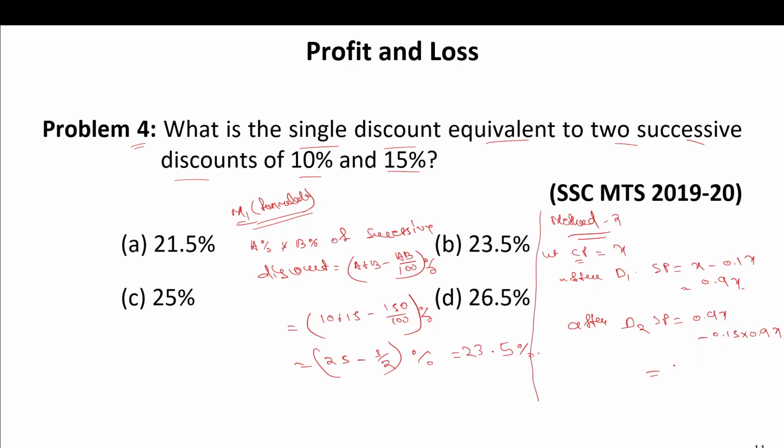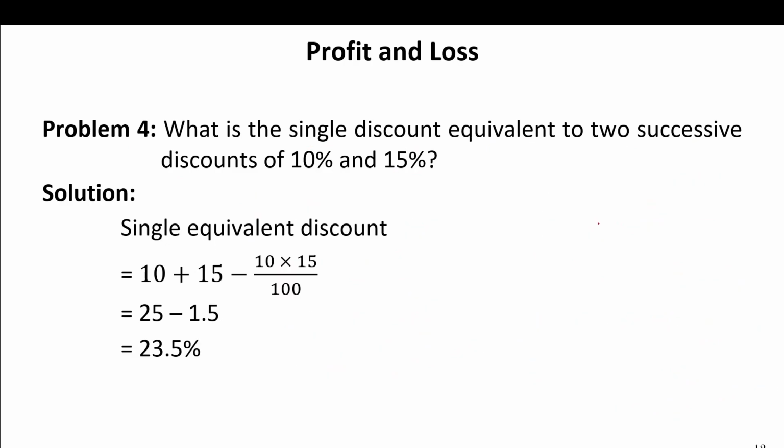So this is equal to, the final price will be 76.5%, right? So after D2, SP will be this much. So discount percentage is equal to 100 minus 76.5%, which is equal to 23.5%. Okay. So we have also evaluated by using method 2. Okay. So this question has appeared in SSC MTS 2019-20 paper. Okay. So let's go forward with the step-by-step solution.